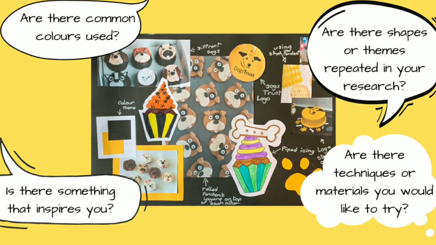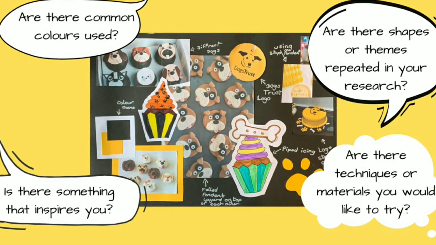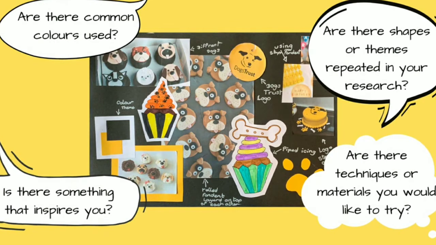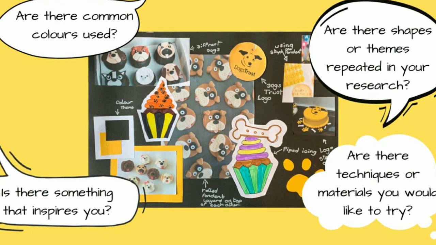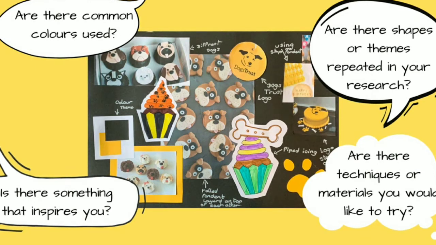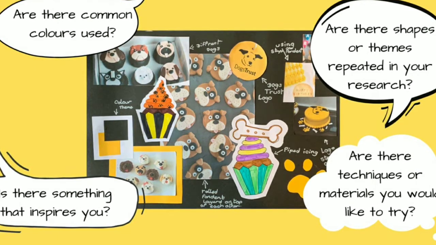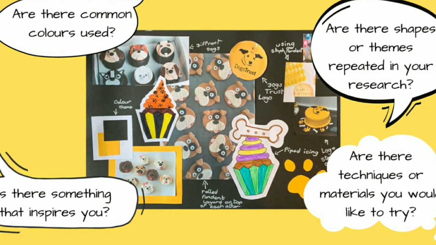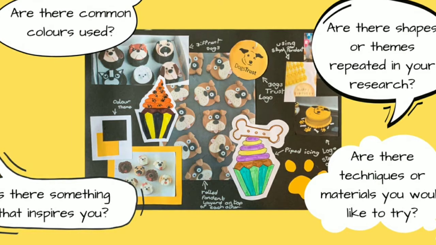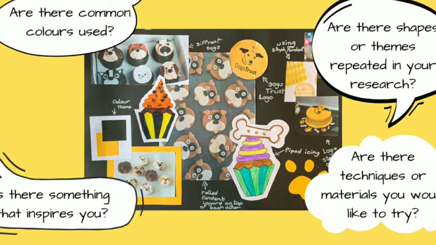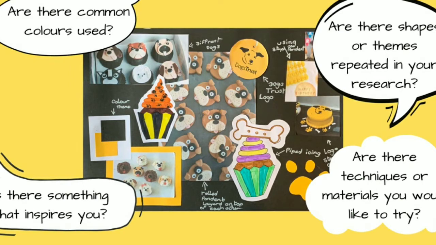Are there shapes or themes repeated in your research that you could incorporate into your designs? Or perhaps they're shown in a particular way within a particular cake, but actually you can use it in a different way on a different idea. Are there techniques or materials that you would like to explore, experiment and try out? Even if you're not familiar with particular techniques, you will have the option and opportunity to try all these out later on, so don't be put off from designing something because you think it's too complex at this stage.